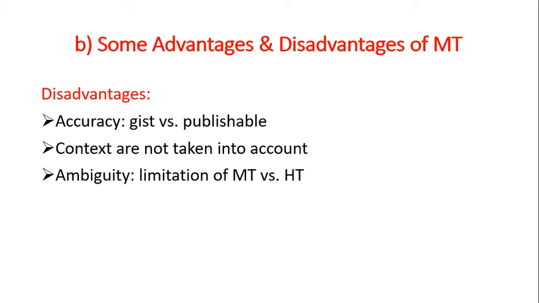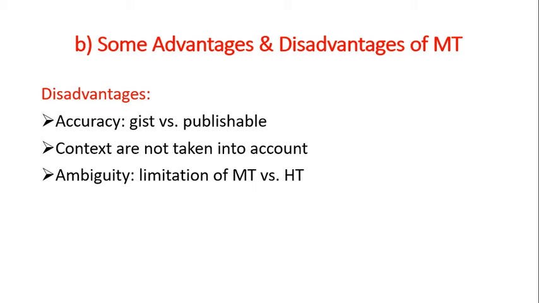Contexts are not taken into account in machine translation. Of course, the brain of the machine is programmed and has a limitation and cannot see here and there, or cannot take into account the context in which the linguistic utterance took place, or the sentence was said or written, whereas the human brain can process the context as well and accordingly translate it.